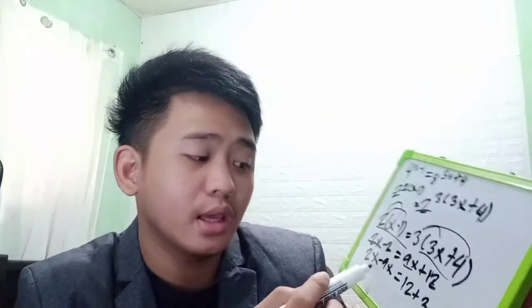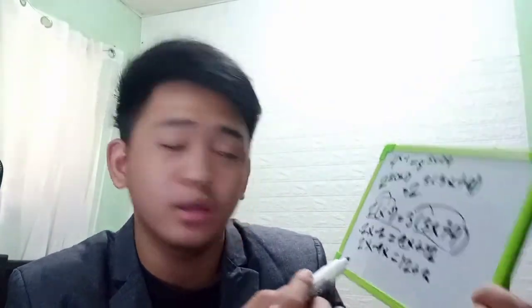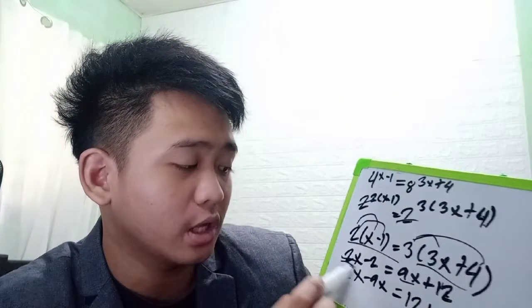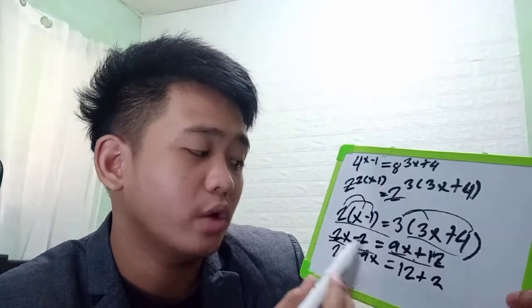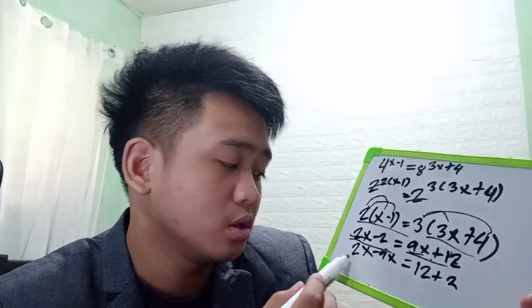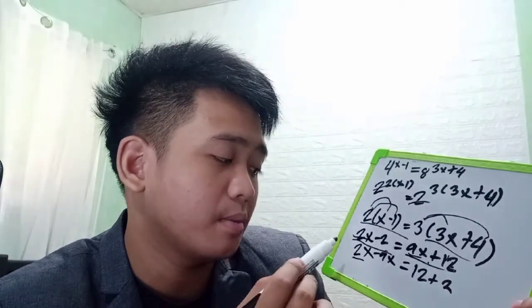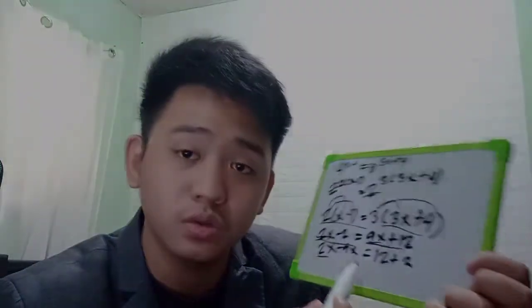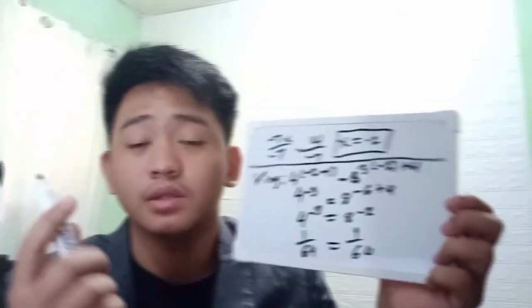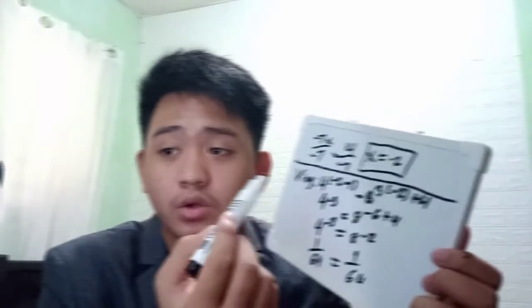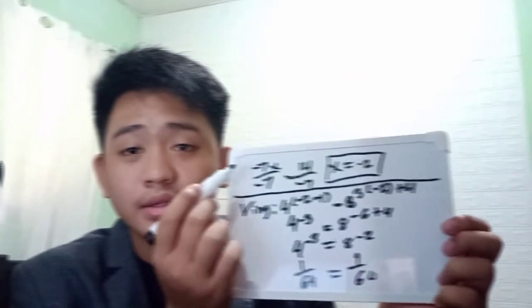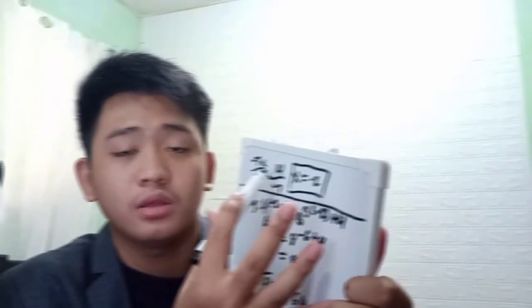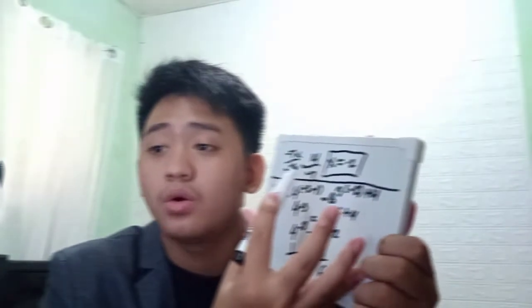Next is transpose. After we get these two, the 9x plus 12 and the 2x minus 2, we transpose them. So it becomes 2x minus 9x equals 12 plus 2. Going back to our answer, 2x minus 9x becomes negative 7x. Right? And 12 plus 2 becomes 14.